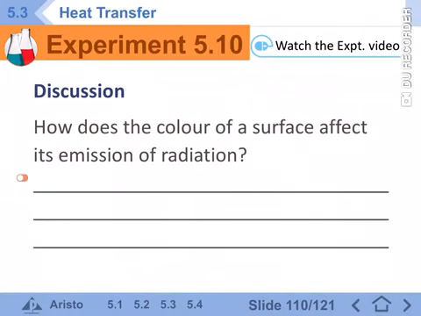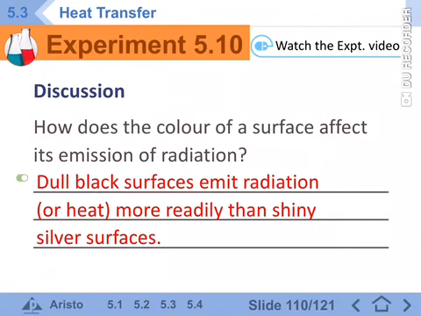how does the color of surface affect the emission of radiation? The dull and black surface emits radiation more than the shiny silvery surface. So in here, the dark black surface actually is a good emitter, so it gives out more heat. At the same time, it is taking in more heat in the last experiment we have done, but in this experiment, it also shows that it will give out heat easier than the silvery one.